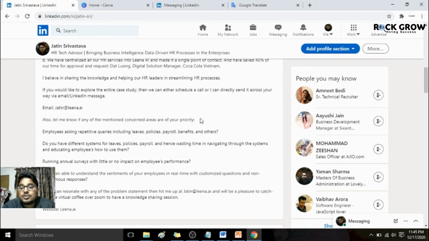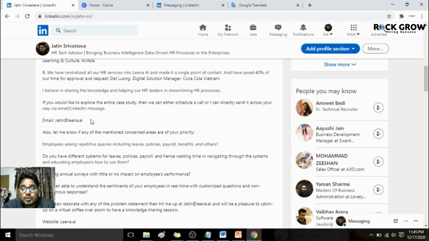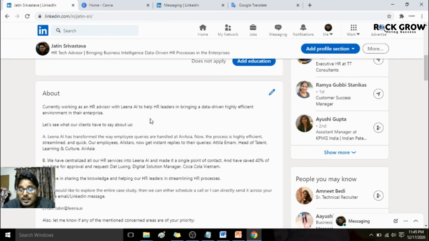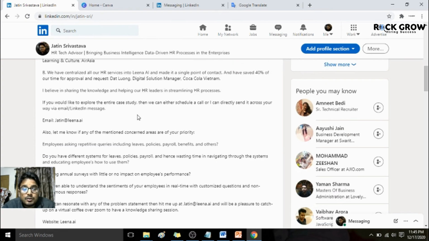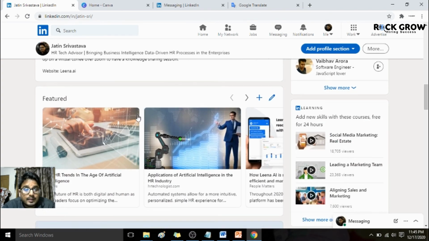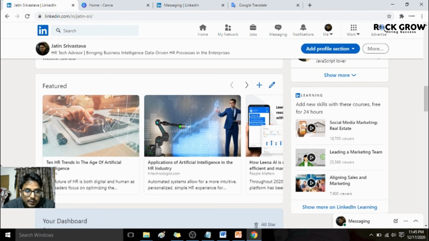Then another section that talks about their concerned areas or the pain points. One thing more you can do here is add emojis, which can resonate with the text you have added to create more interest. Then we have the LinkedIn featured section, again demand generating articles, media mentions, ROI, pain points, something like that you need to include. Here you can see HR trends in the age of artificial intelligence by Forbes, by an HR technologist, artificial intelligence in the HR tech industry.